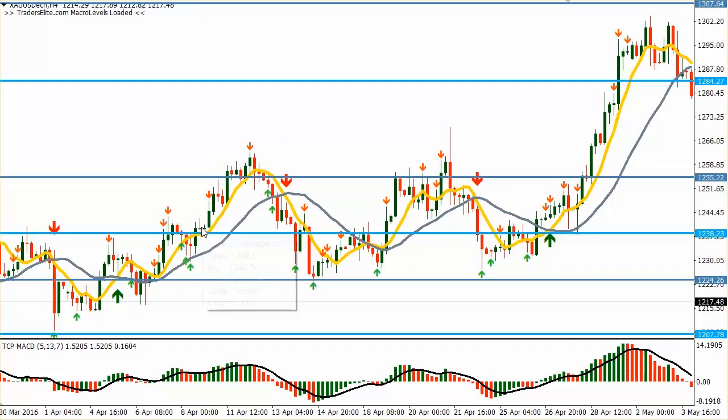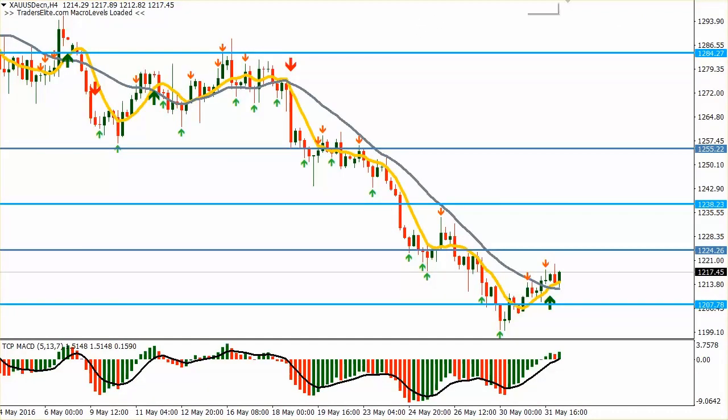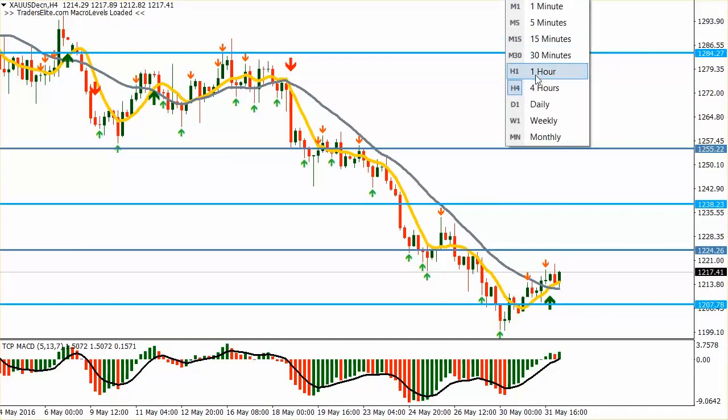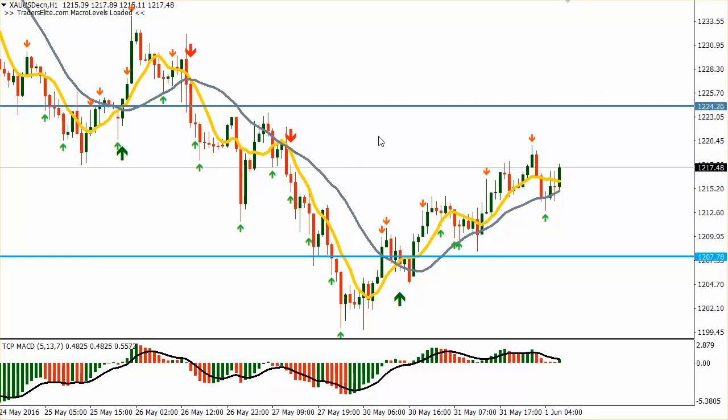And then, of course, the macro level is giving us more of an idea, a clue that we should be looking for buys because we're currently in a 4-hour trend, which is powerful. So I'll just change the time frame here to the 1 hour, and let's see, we can see a similar thing over here. We can see a trend trade, probably not the best of trend trades in this particular case because the price closed below the moving average and below the macro level.